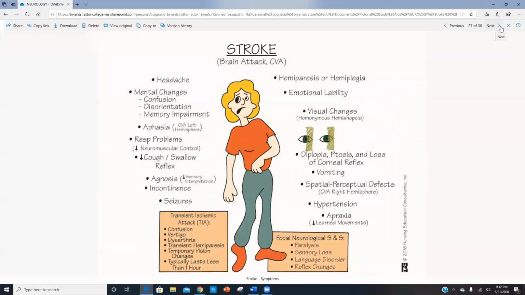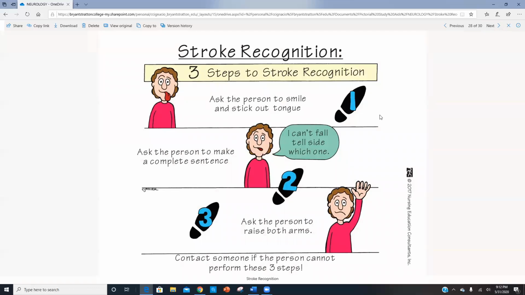All right, this is another picture so you can understand what's going on. The stroke, also known as the brain attack or the CVA, and it gives you details and a really good visual of what your patient will look like who has suffered a stroke or who is suffering a stroke. So stroke recognition has 3 steps, and that will be like what we saw in that slide that shows FAST. So this is very similar to FAST.